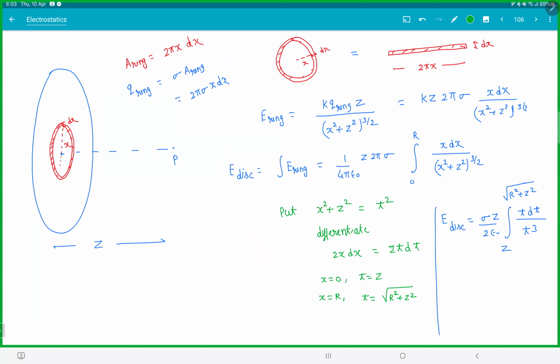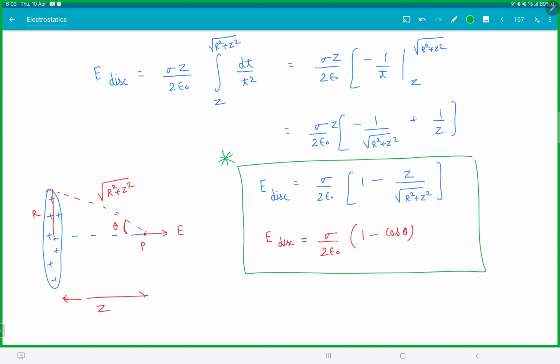Check it out. So the main physics is over here. If you got till here, your job's done. This is a better way of remembering the result: sigma by 2 epsilon into 1 minus cos theta. Then what happens if we make R infinity?